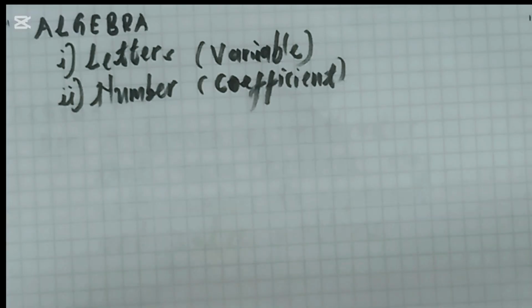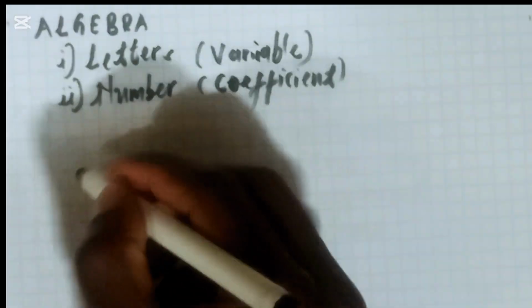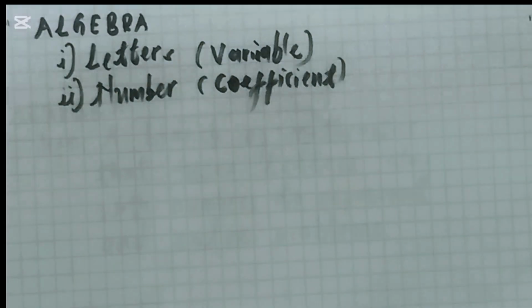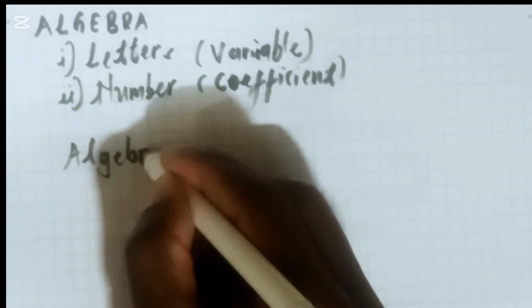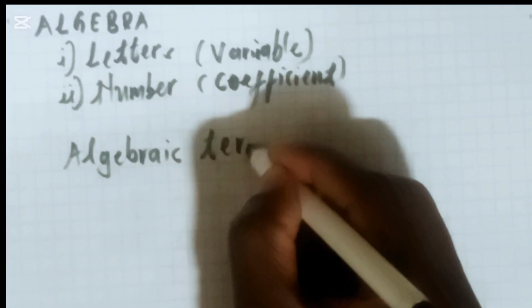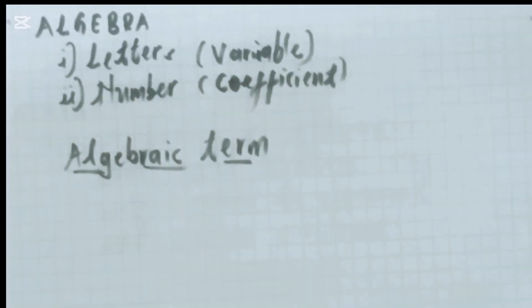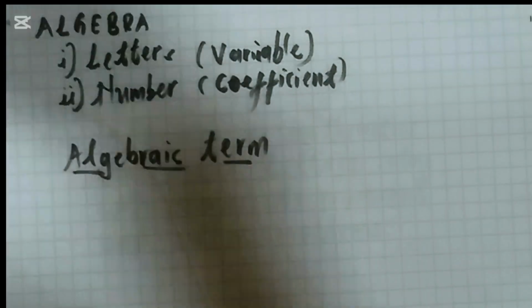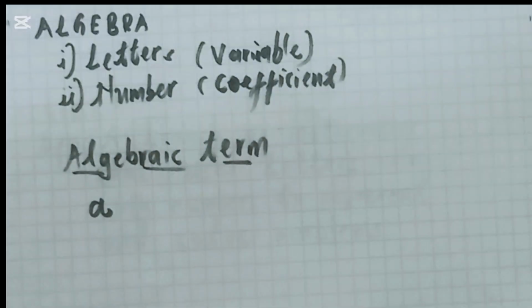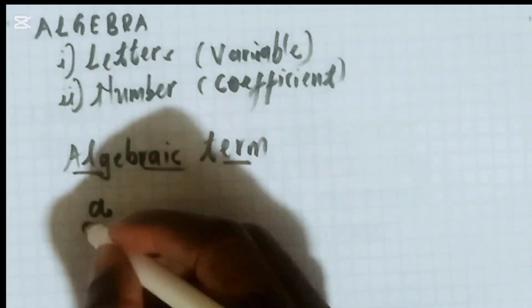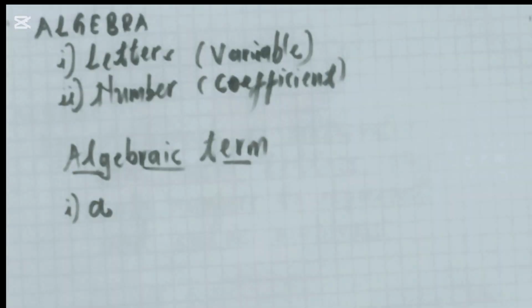So basically, for us to use algebra, we have to form what we call an algebraic term. An algebraic term usually is just a combination of variables and coefficients. Very important that you know what an algebraic term is. For example, A is an algebraic term. This is an example of an algebraic term.